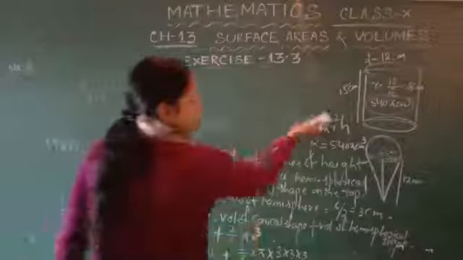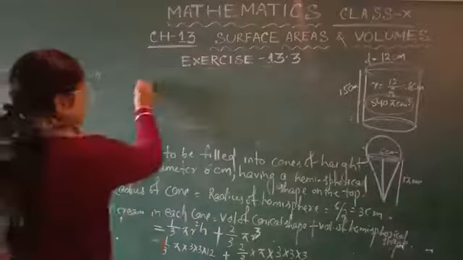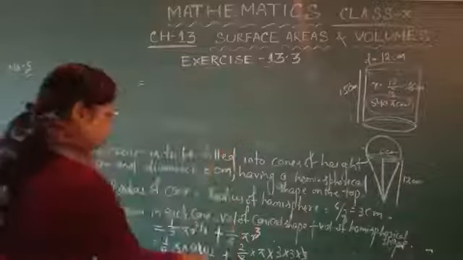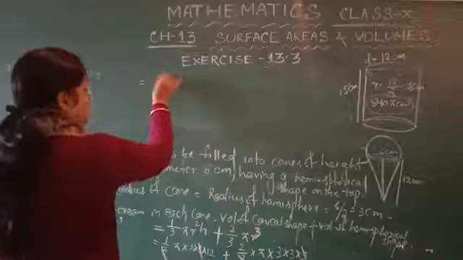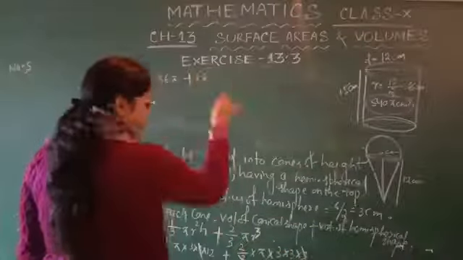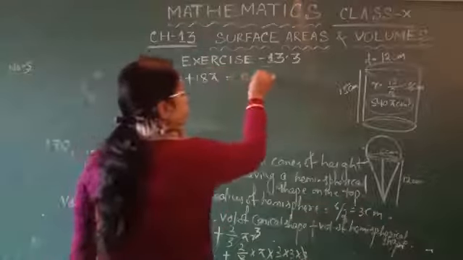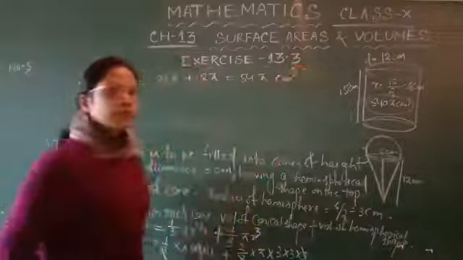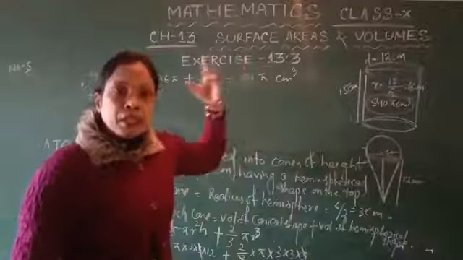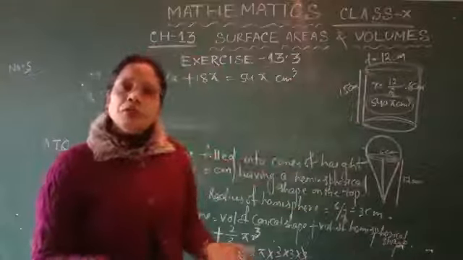Here the 3 cancels. So that is 12 into 3, that is 36 pi, plus 3 into 3, 9 into 2, 18 pi. 36 plus 18, that is 54 pi centimeter cube. This is the volume of ice cream in each cone. So let the number of cones to be filled be n.